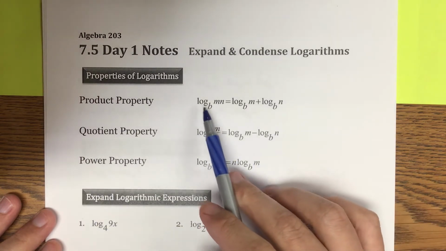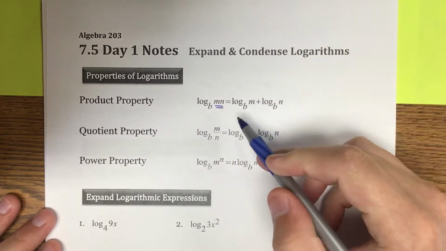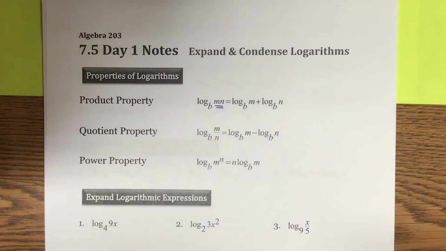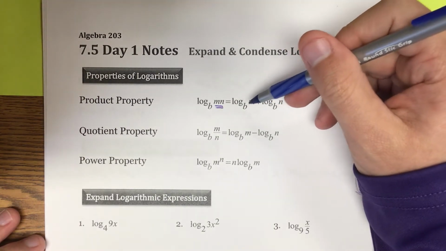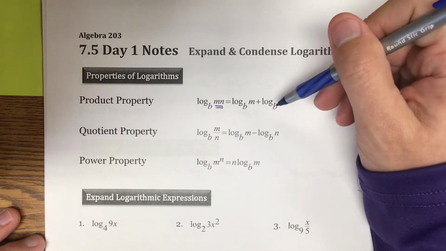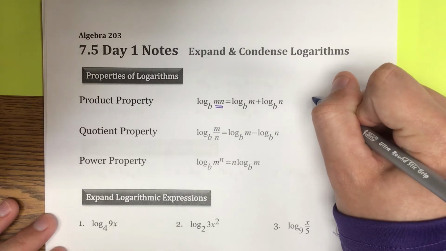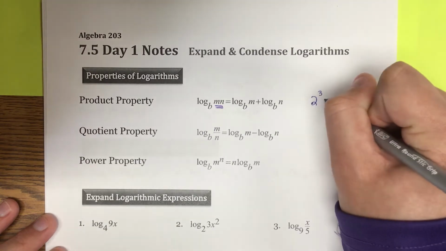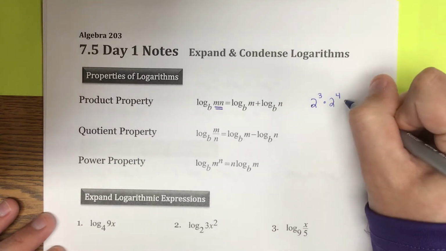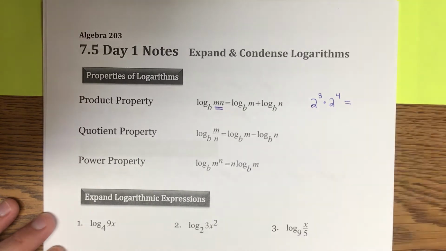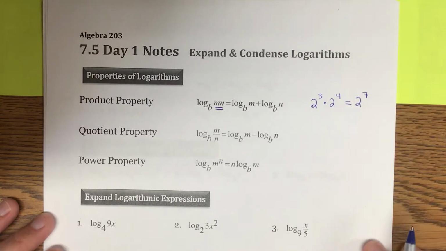And if you have the log base b of two terms that are being multiplied together, you can actually give them each their own logarithm and expand them using addition. So notice log base b of m plus log base b of n. This is very similar to your rules of exponents. So let's say I had 2 to the third times 2 to the fourth. Well, we know that according to the rules of exponents, if I multiply and the bases are the same, I can actually add those exponents together.